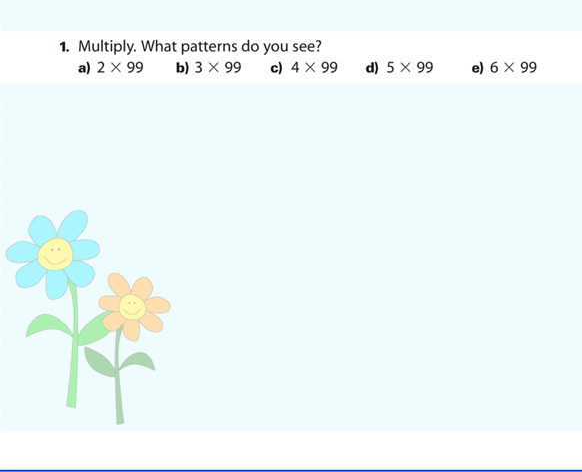So question 1 says, multiply, what patterns do you see? Well, on this one, I would go 99, and notice how I'm writing it up and down, and I'm lining up my ones. So 99 times 2. Okay, 9 times 2 is 18, carry the 1. 9 times 2 is 18 plus 1 is 19. So I know that A is 198.